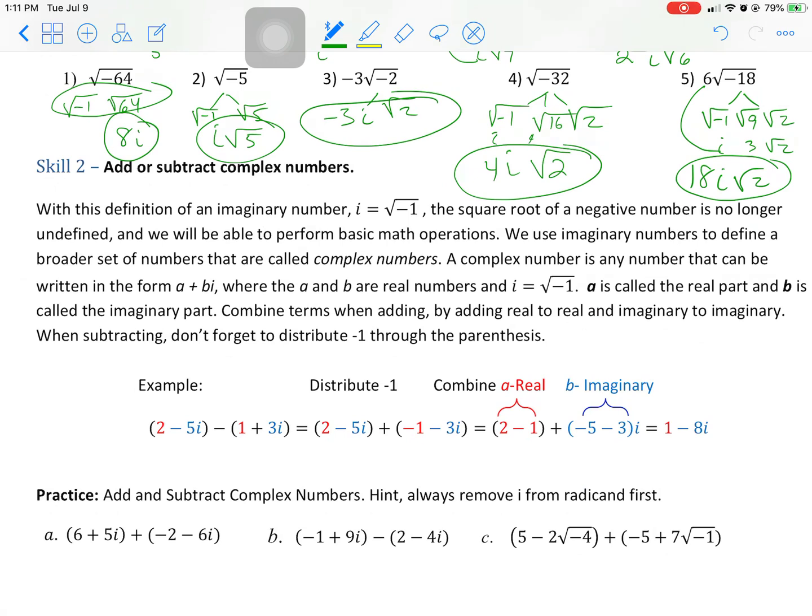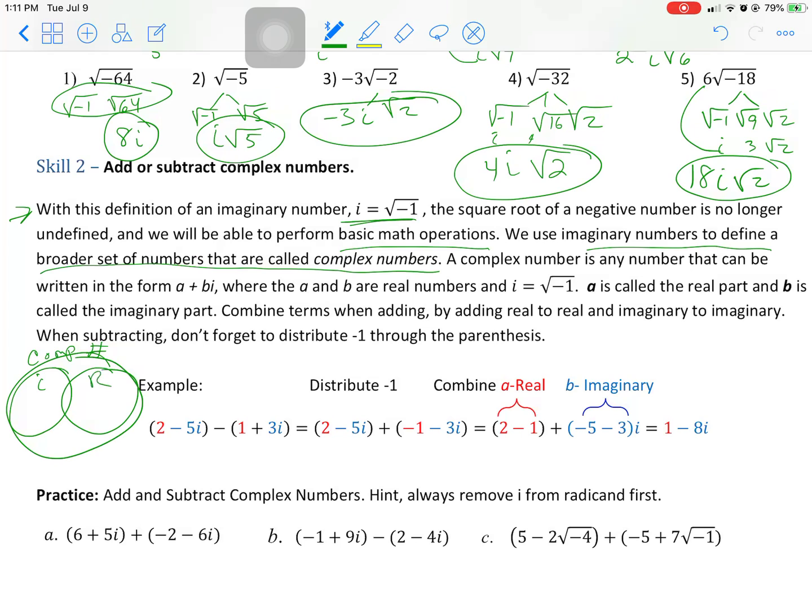What about complex numbers? Complex numbers is everything. It's all the numbers possible. So with this definition of imaginary numbers, the square root of a negative number is no longer undefined. We will be able to perform basic math operations using imaginary numbers to define a broader set of numbers called complex numbers. So under complex, let's say all numbers are complex numbers. Within the complex numbers, there are imaginary numbers and there are real numbers. Under real numbers, there are irrational numbers and rational numbers and so on. But complex numbers is the all-encompassing group for everything, all numbers.